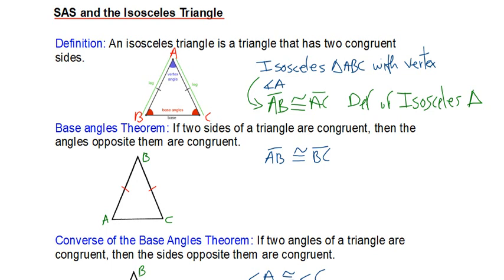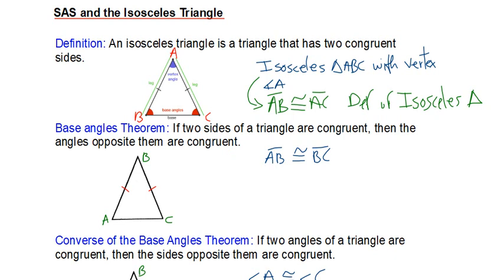So next one, the base angles theorem. If two sides of a triangle are congruent, then the angles opposite them are congruent. So from here, if you have two congruent sides, you can get two congruent angles. If you have an isosceles triangle, like in number one, you cannot jump immediately and say I have two congruent angles, because the isosceles triangle just gives you two congruent sides. First you need to have two congruent sides, and then you can say that you have two congruent angles.